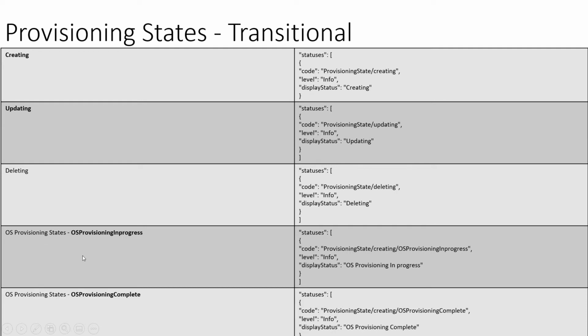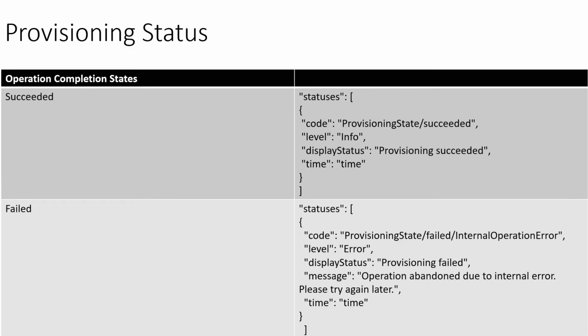And there are two OS provisioning states, which are OS provisioning in progress and OS provisioning complete. The in progress state is a very short-lived state. This is when you're doing some OS updates, and once the updates are complete, it moves to the OS provisioning complete state. All of these states are transitional states. Once all the actions of a particular state are complete, it moves to either of these two states, which are a succeeded state or a failed state. With this, let's do a quick demo on seeing the different states of the virtual machine.